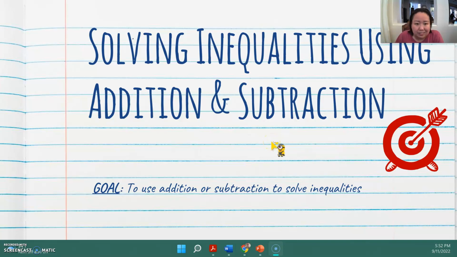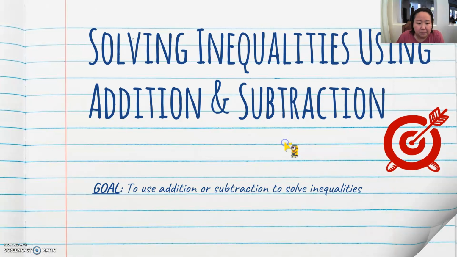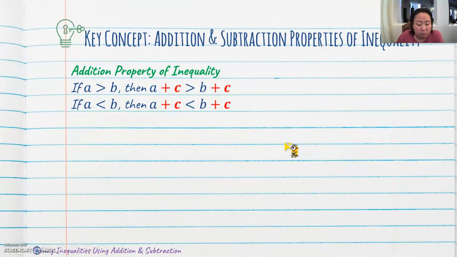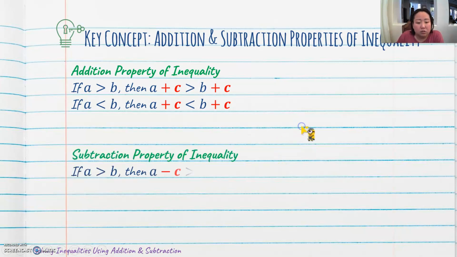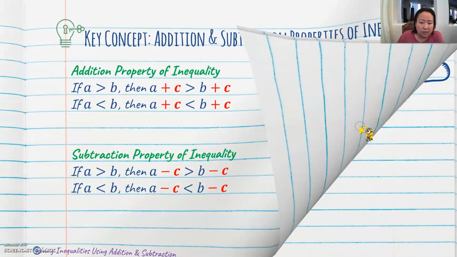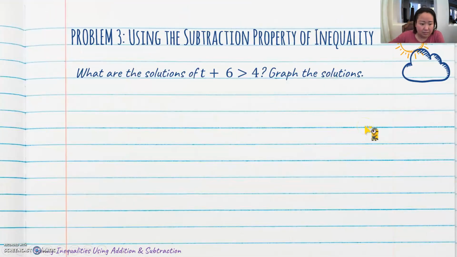All right, let's continue discussing solving inequalities with addition and subtraction. Earlier we mentioned the addition property of inequality, and subtraction also has that. Just like with equations, whatever you subtract on the left side, you have to subtract on the right side to maintain the inequality. So let's have this example. We have t plus 6 is greater than 4.